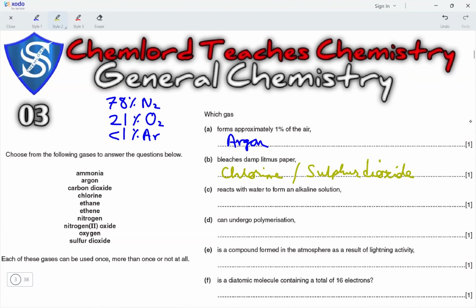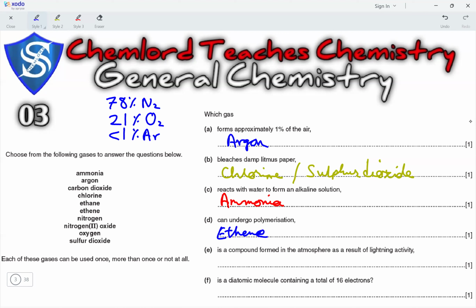Either of these two will bleach damp litmus paper. Reacts with water to form an alkaline solution. So the only alkaline gas present in this list is ammonia. Can undergo polymerization. So a polymerization reaction involves the presence of an alkene. The only alkene in this list is ethene. It would polymerize via addition polymerization to polyethene.